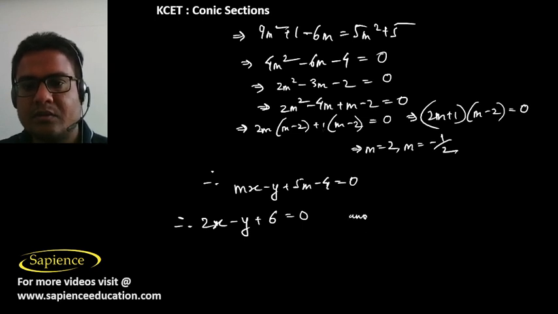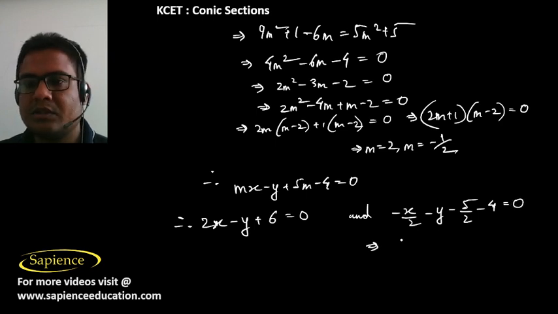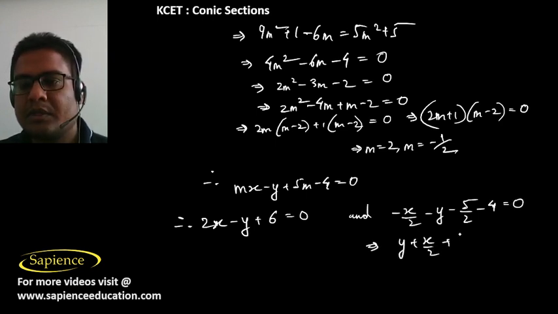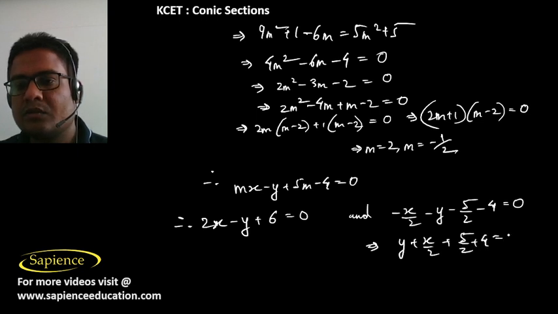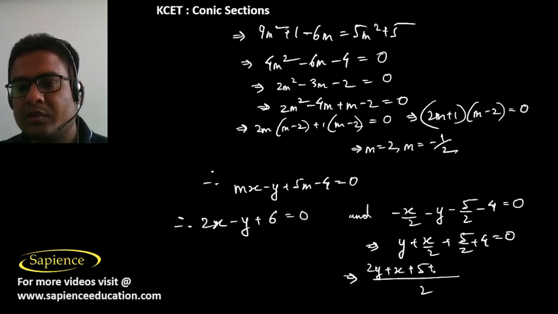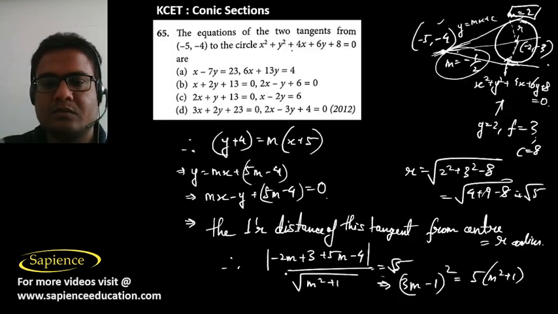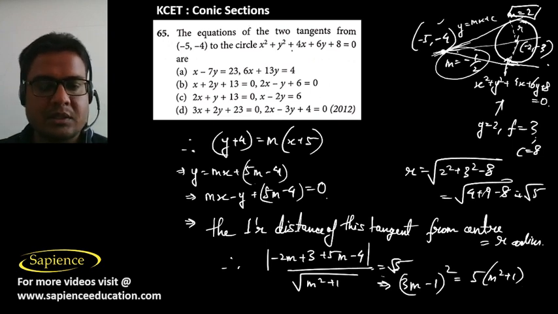And another one will be minus x by 2 minus y minus 5 by 2 minus 4 equal to 0. So we can say y plus x by 2 plus 5 by 2 plus 4 equal to 0. If I take the LCM 2, it will be 2y plus x plus 5 plus 8 equal to 0. So we will have 2y plus x plus 13 equal to 0. So option B is the correct answer.